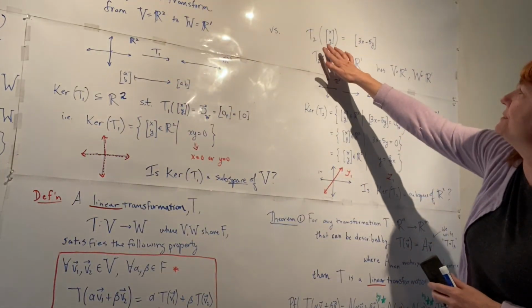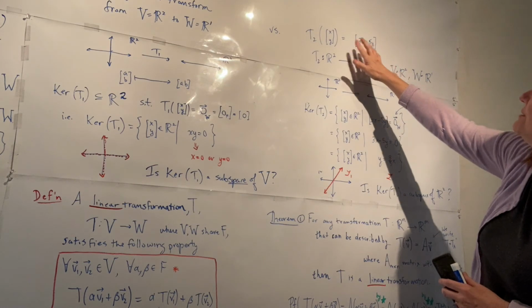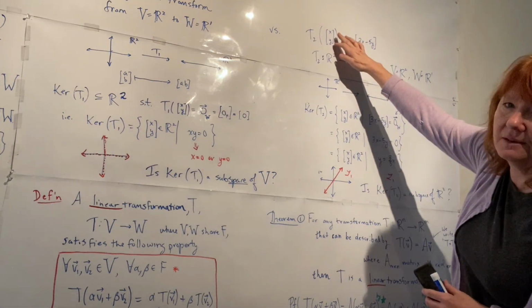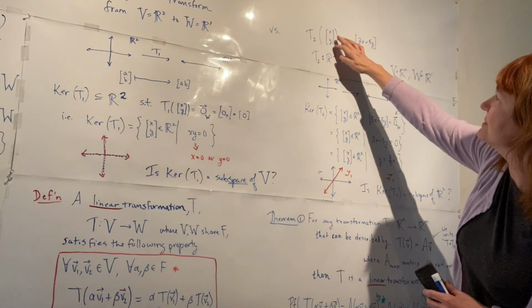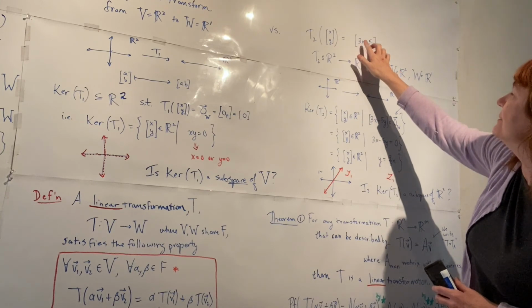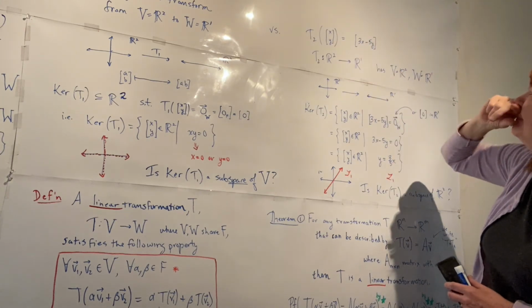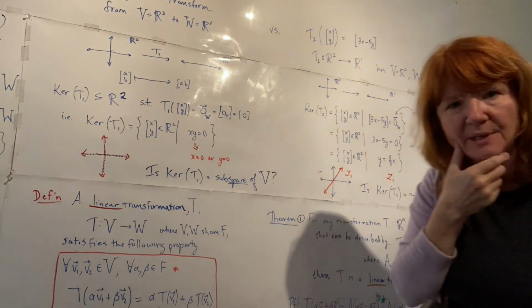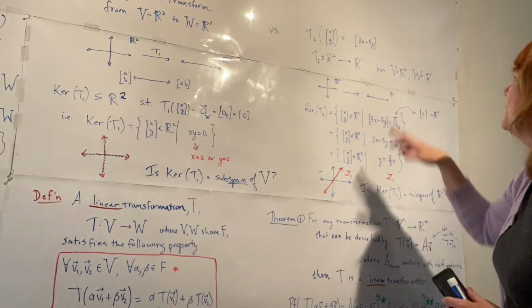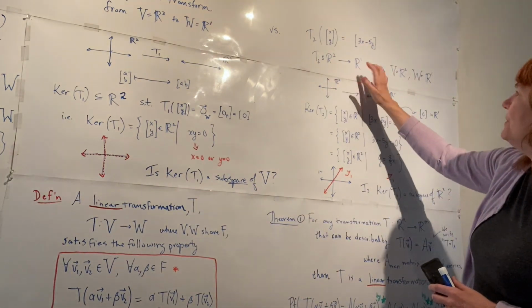Here, remember, here's what T2 looks like. You take an xy vector with two components x, y, and 3 times x minus 5 times y. You'll notice that's a linear combination of the components. Anyway, that goes from R2 to R1.